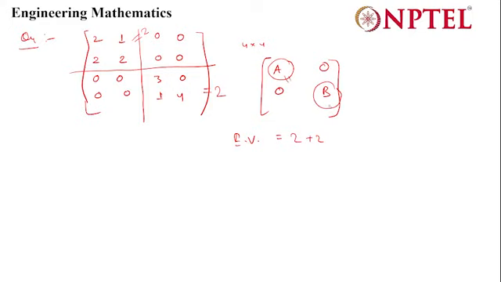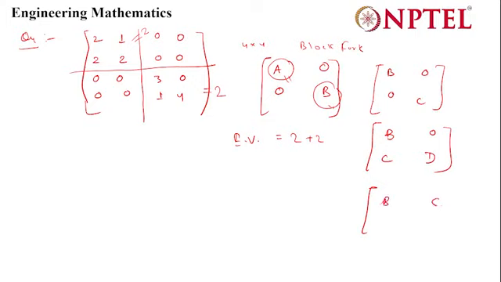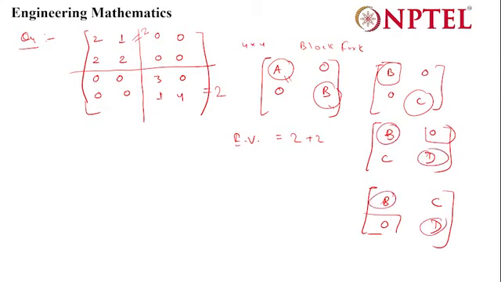Suppose your matrix is in this block form, B 0 0 C, or B C 0 D, or B 0 C D. Then in any of these forms, where this portion is 0 or this portion is 0 or both are 0, your eigenvalues will be the eigenvalues of the diagonal blocks for the respective matrix.